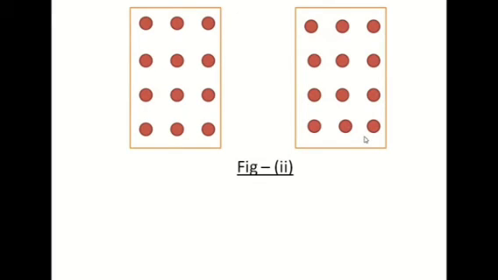Go for the next box and check it. Here also you can see 3 dots in one row and there are 4 rows. So it is the same here also. We will find out the total number of dots here also. First we will find out for each box. So each box is 3 into 4. It gives you 12.